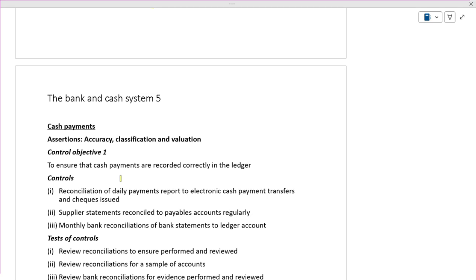whether it has been accuracy, classification and valuation. What is the objective of this? That cash payments are recorded correctly in the ledger. Now you see the things. The moment there is a general entry that we have to do, automatically the flow will be there.